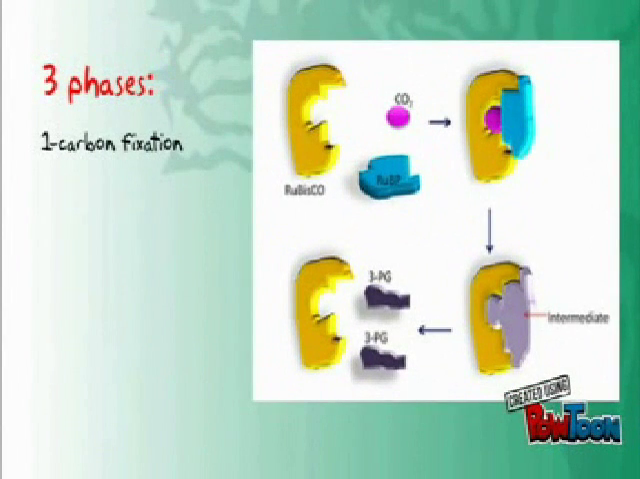The first phase is carbon fixation, which, as the name indicates, fixes CO2 to RuBP, which is a 5-carbon sugar, using an enzyme known as RuBP carboxylase.